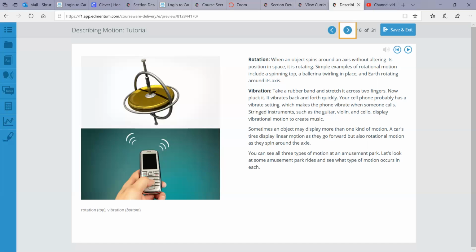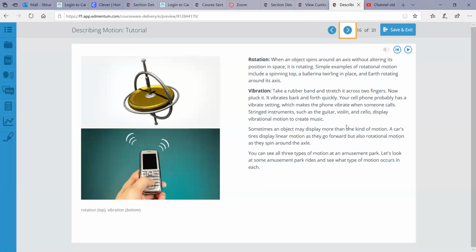Instruments with strings, such as guitar, violin, cello, mandolin, banjo, bass, all types of instruments with strings, display vibrational motion to create music. As you pluck a string, it vibrates and reverberates, and that moves the particles around it and creates sound waves. And then it hits your eardrum, the little bones in your ear, it vibrates those, and then you can hear music.